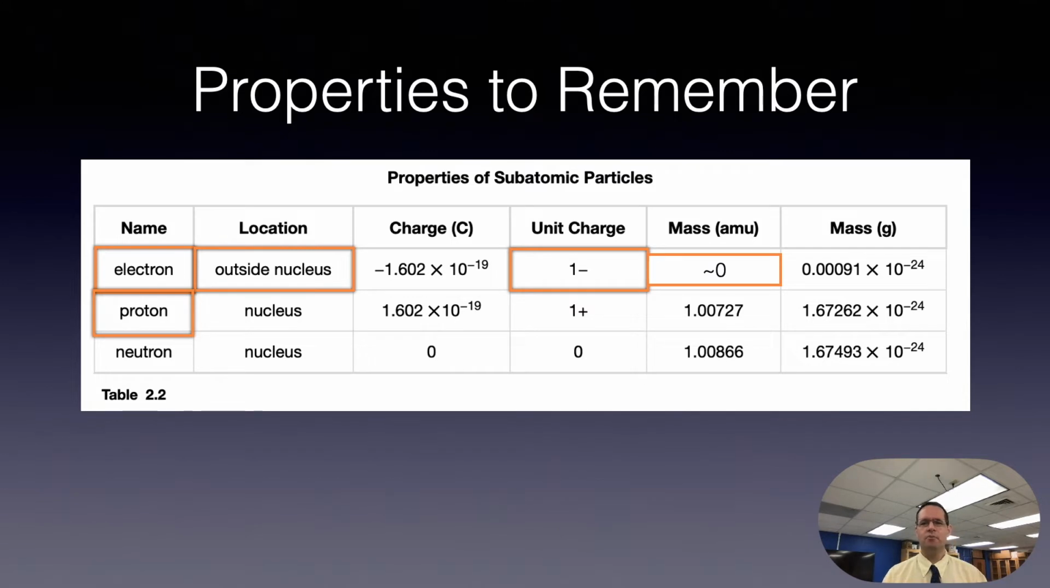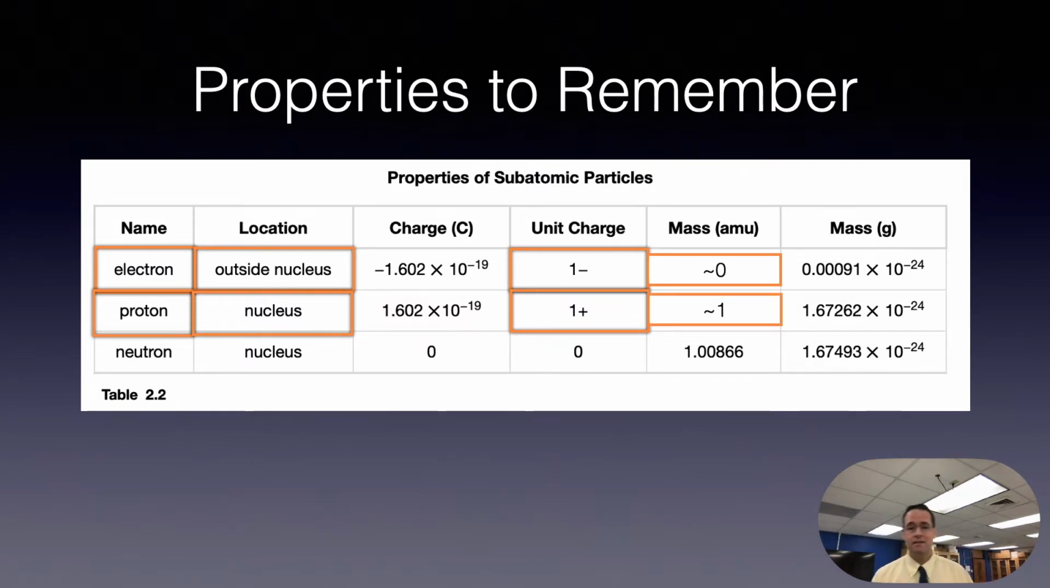Number 2, the proton. Remember again, that's located in the nucleus. Its charge is +1, and its mass, technically, is 1.00727, but it's approximately 1. So when we're adding things up, we just round things off to the whole number. The neutron is also located in the nucleus.